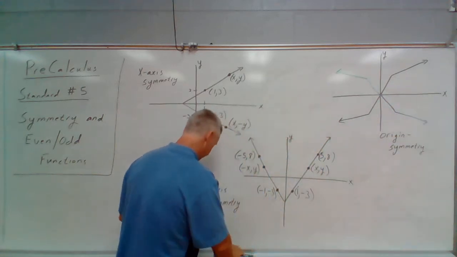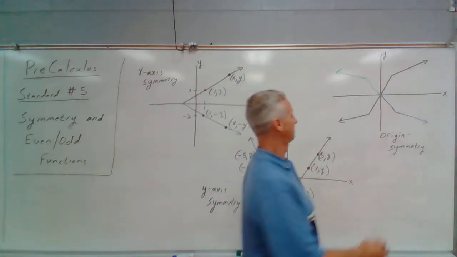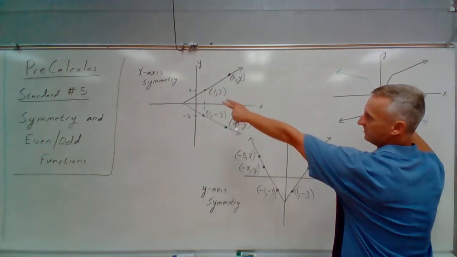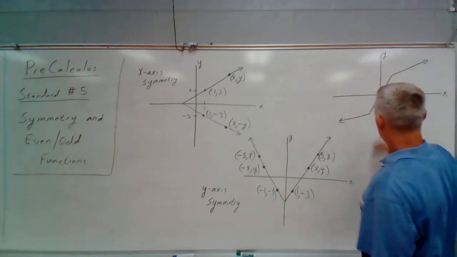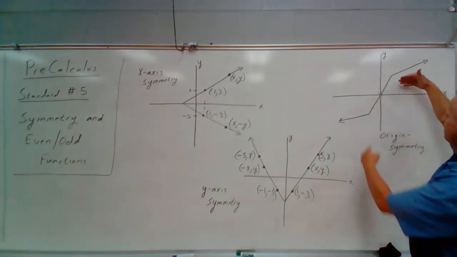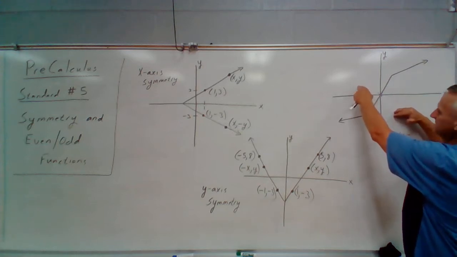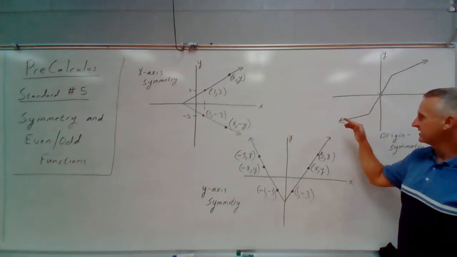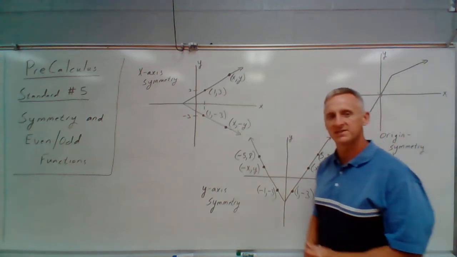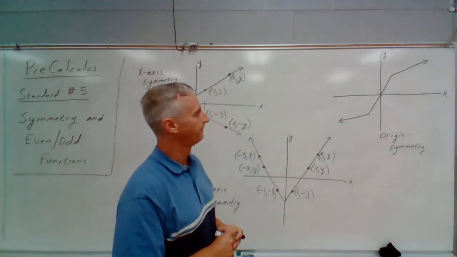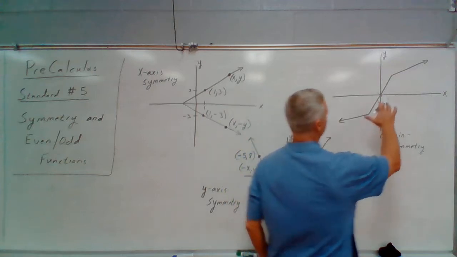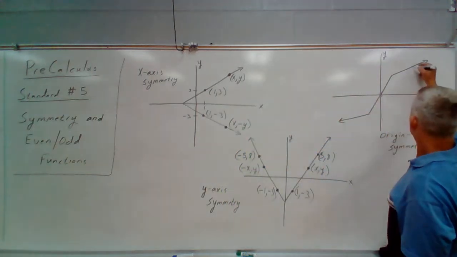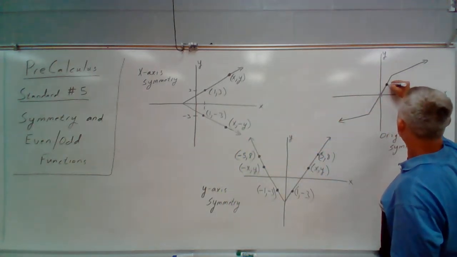So, to be symmetric with respect to the origin, you combine x-axis symmetry and y-axis symmetry. So I take this graph, reflect it across the x-axis, then reflect it across the y-axis, and I should get the exact same copy back. Okay, so let's think about points on that graph. So imagine that, let's use this example.